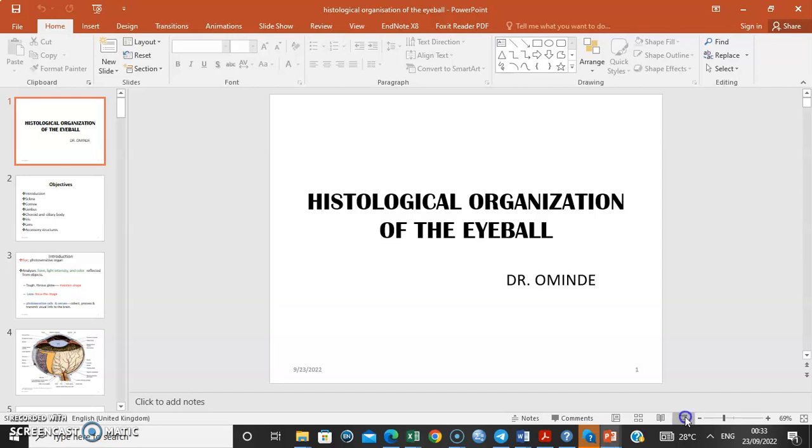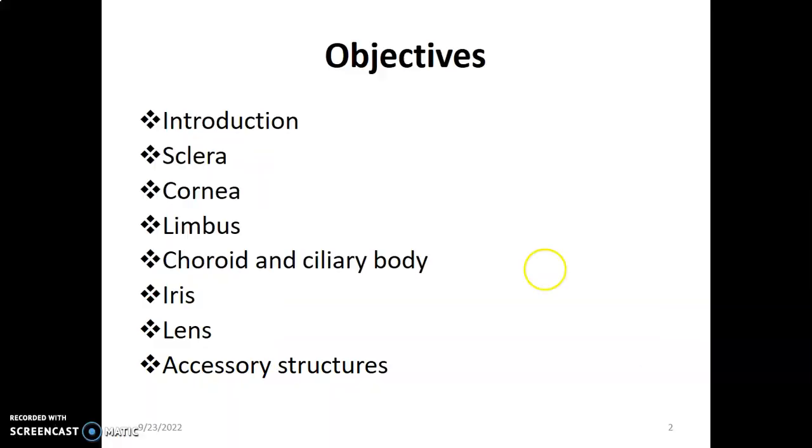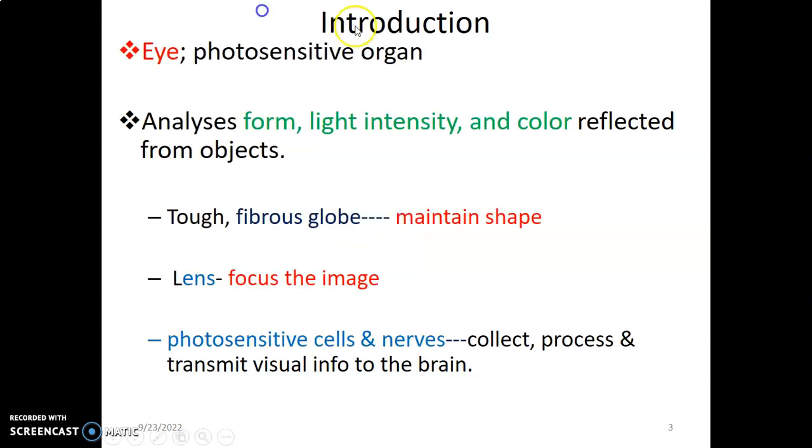The eyeball is able to analyze the form of light, the intensity of light, and the color that's reflected from objects. It contains a fibrous globe, which is tough to maintain the shape. It has a lens that focuses the image, and it has photosensitive cells that are able to collect information and process it, and then the nerves that transmit this visual information to the brain. So this is the structure of the eyeball.